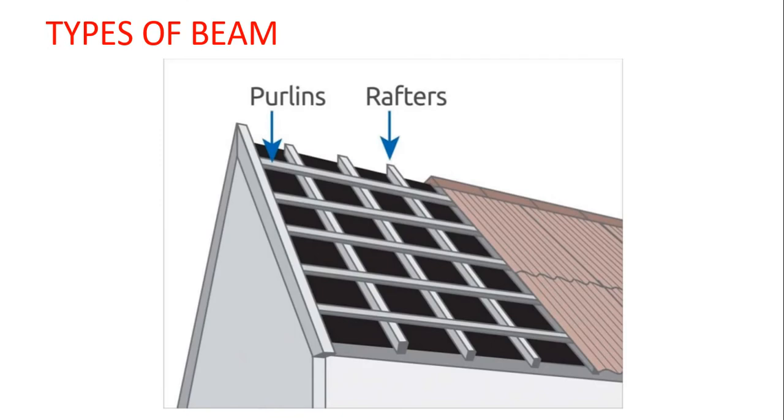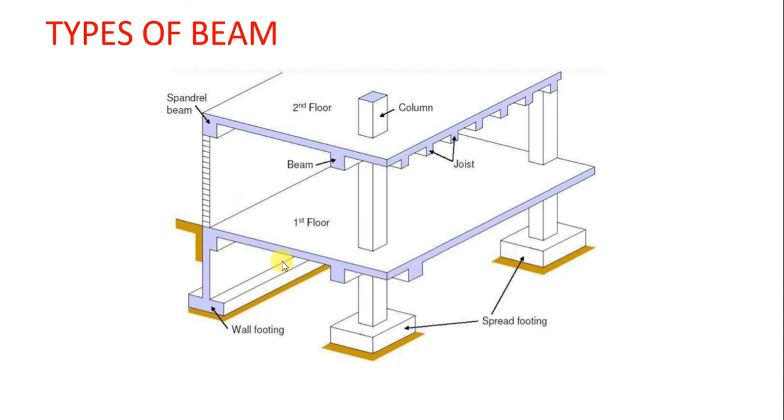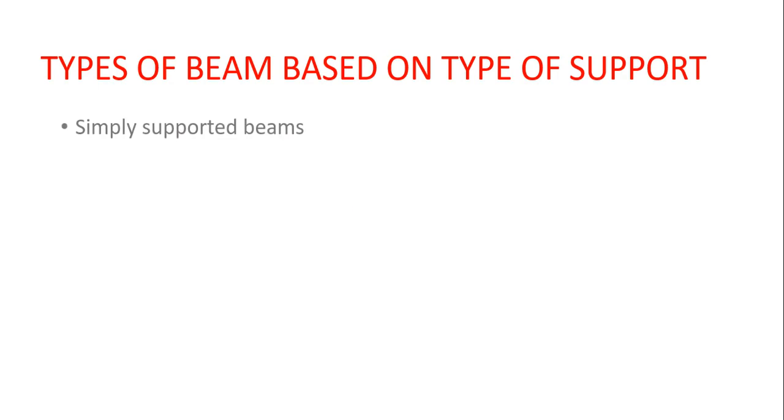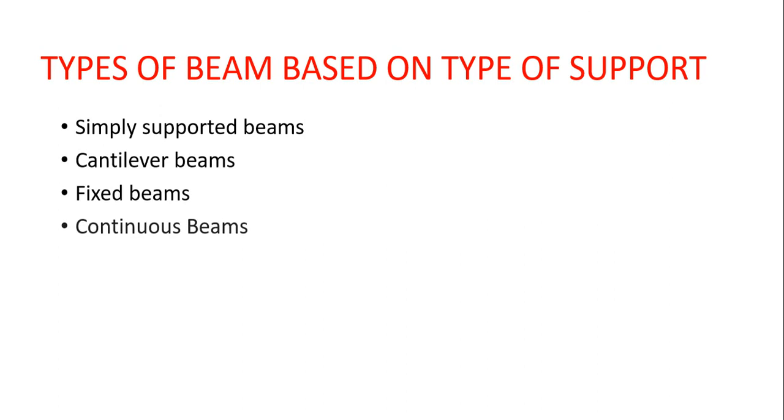Moving on to the types of beam. In this type of arrangement, these are called purlins and these are called rafters. So this is a general beam here. These are beams, these are joists, spandrel beams. You can see here, this is a truss. So this is called floor beam, and these are called stringers. So these are the different types of beams in steel. Types of beam based on the type of support: simply supported beams, cantilever beams, fixed beams, and continuous beams.